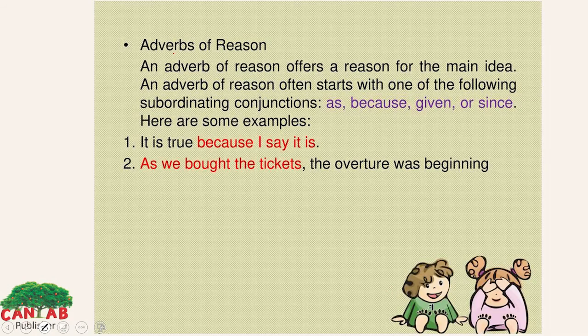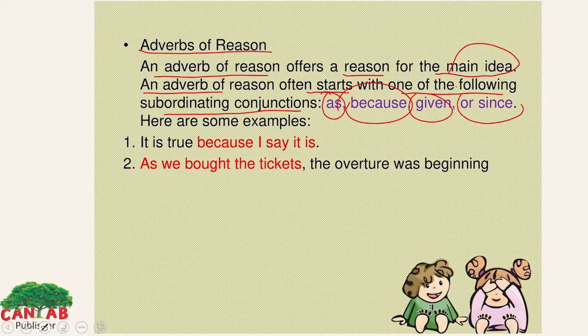Now these are adverbs of reason. An adverb of reason offers a reason for the main idea, that is, why the action is done. An adverb of reason often starts with one of the following subordinating conjunctions like as, because, given or since. Why are these called subordinating conjunctions? Because they work as a conjunction. They join together the two sentences or the two ideas together.